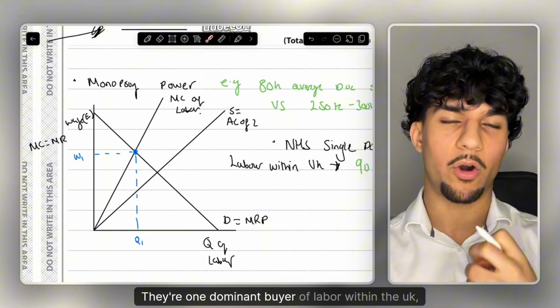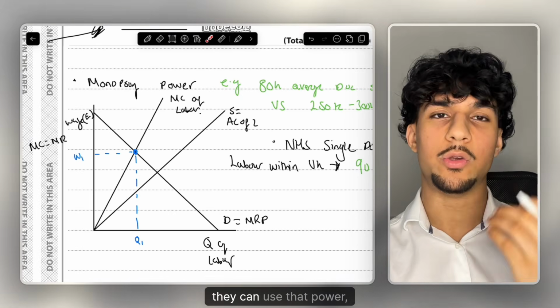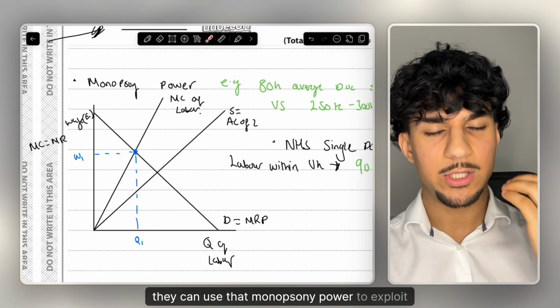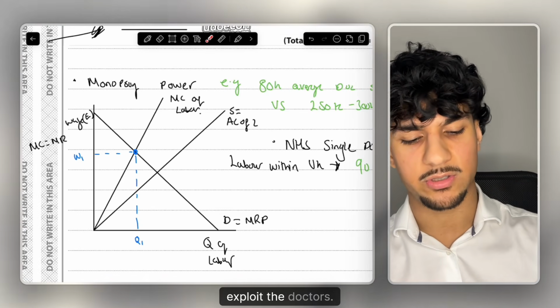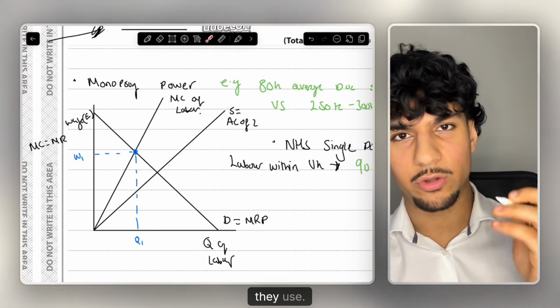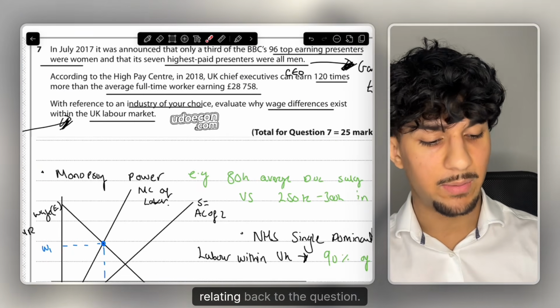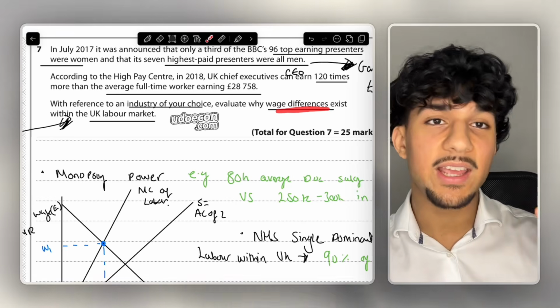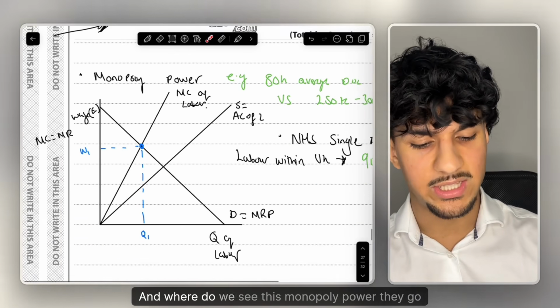They're the one dominant buyer of labour within the UK. Therefore, they can use that monopsony power to exploit workers, to exploit the doctors. So instead of paying wages at W1, they use it, and this is the reason, relating back to the question, we have a wage difference. It is due to the monopsony power. And where do we see this monopsony power?